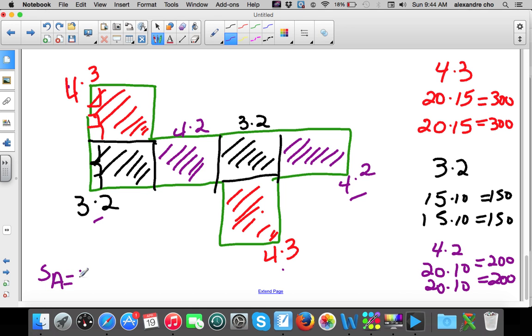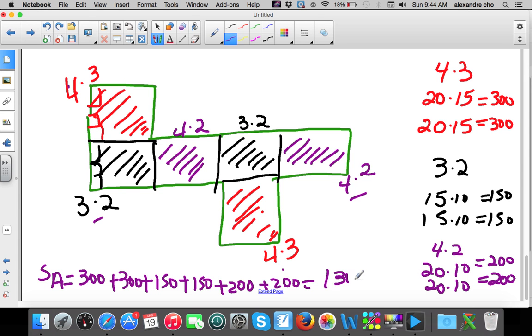Now, final answer, surface area. All those numbers added together: 300 plus 300 plus 150 plus 150 plus 200 plus 200. Let's see, that's going to give us a total of 1,300 feet squared. Okay, and that's that.